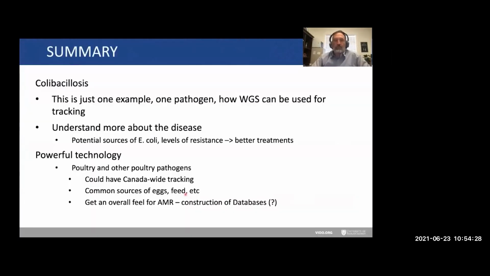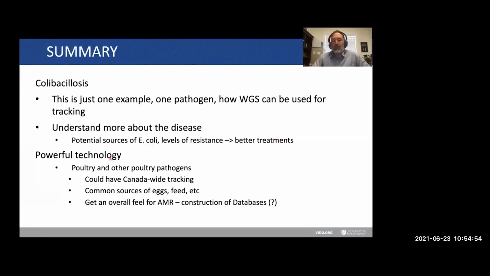So to summarize, what I've shown today and talked about is colibacillosis. It's just one example, one pathogen, showing how whole genome sequencing can be used for tracking. We want to understand, and we will understand more about the disease. Could we identify potential sources of E. coli, levels of resistance, which could ultimately lead to better treatments? And it's incredibly powerful technology.